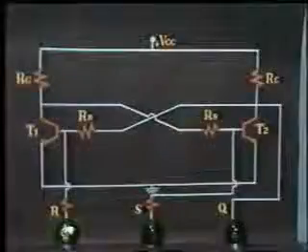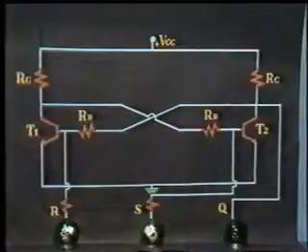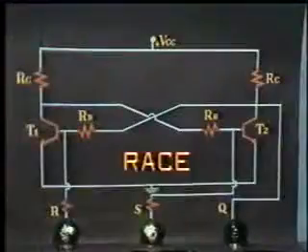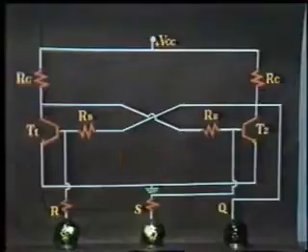When both R and S inputs are positively triggered simultaneously, both T1 and T2 try to turn on. Any transistor takes a finite time in turning on. As no two transistors are identical, T1 and T2 have different turn-on times. So they race and the faster one wins and starts conducting. Q is latched at logic level 0 or at 1 depending on whether T2 or T1 is faster in turning on.